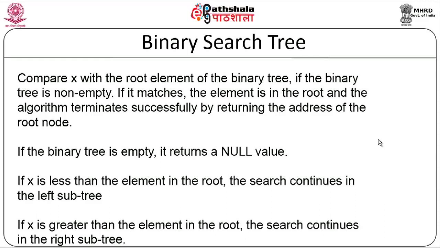Otherwise, as we discussed earlier, we traverse the left tree if x is less than what is present in the root node. Similarly, we traverse the right side if x is greater than the element in the root. In this process, the traversal is carried out until we find out whether the item x is present in the BST or not.